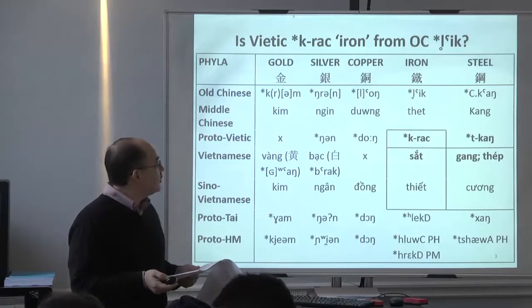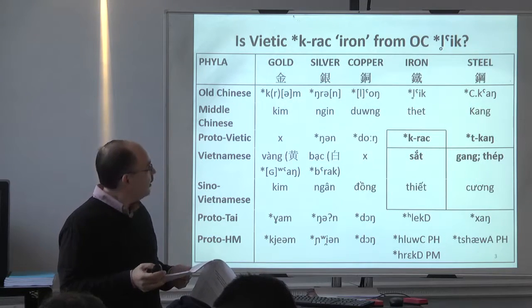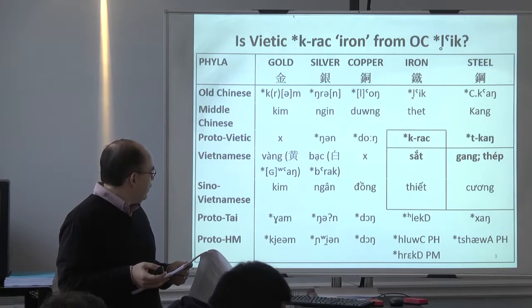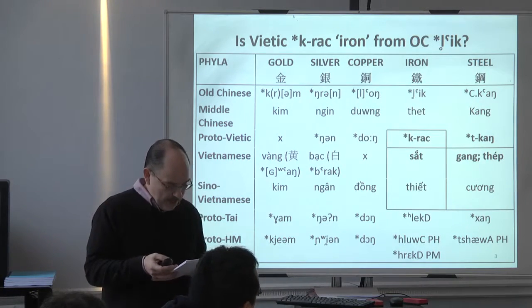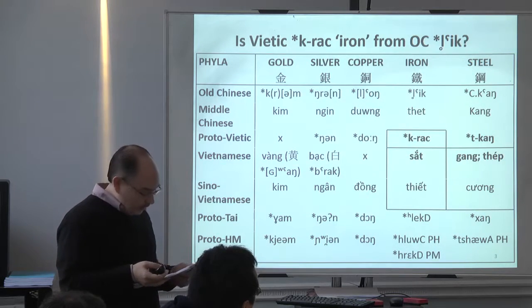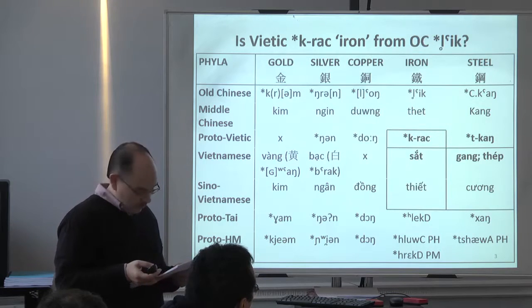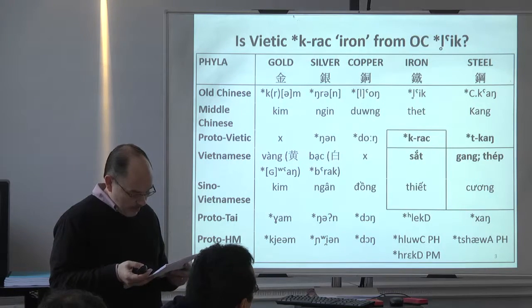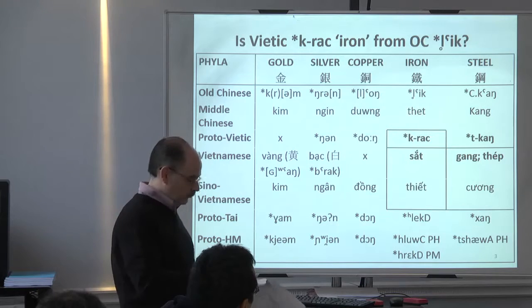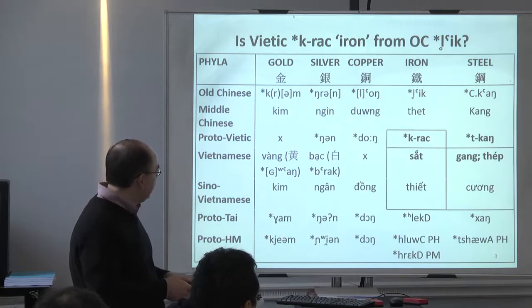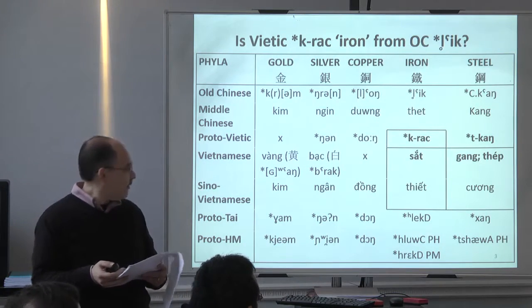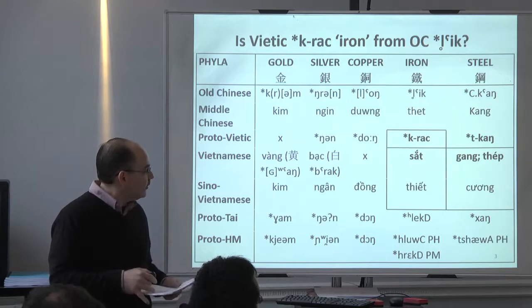So let's consider a sample here of lexical evidence. As you can see, there are these terms for metals here in the various language groups. And pretty evident that metallurgy in southern China and northern Vietnam starts at a very early period, that's what it would appear. So focusing on the Vietnamese and Vietic forms there, gang there for steel, that's pretty clearly related.